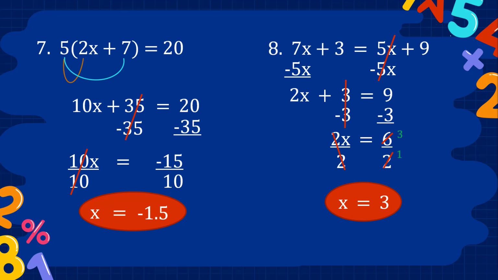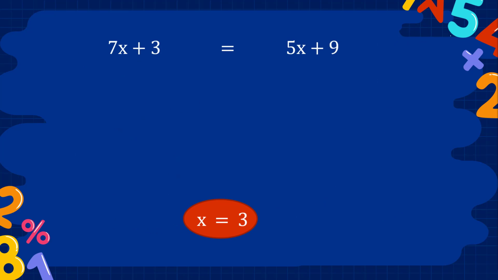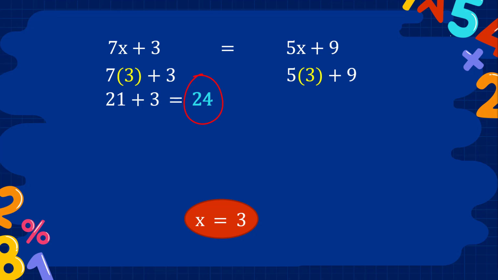Let's do a quick check to see if we've done it correctly. So we substitute the x's by 3. 7 times 3 is 21, plus 3 is 24. So on this side we get 24, so if our answer is correct, we should get 24 on the other side too. Let's substitute the x with 3. 5 times 3 is 15, plus 9 is 24.